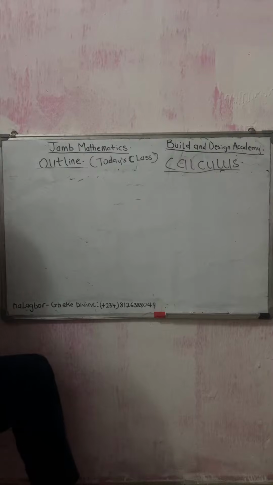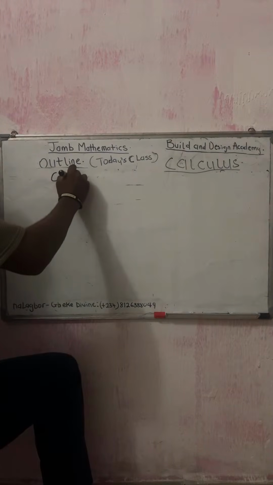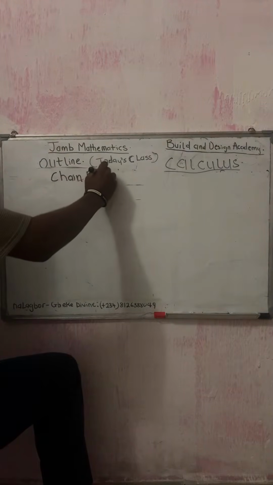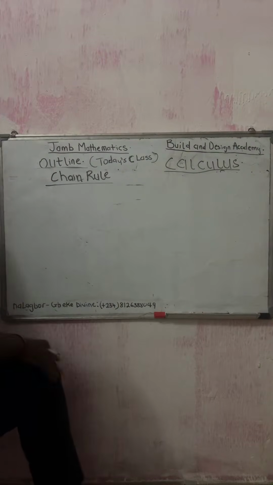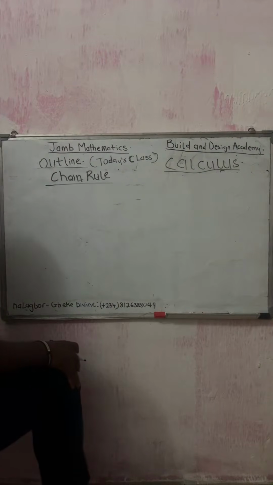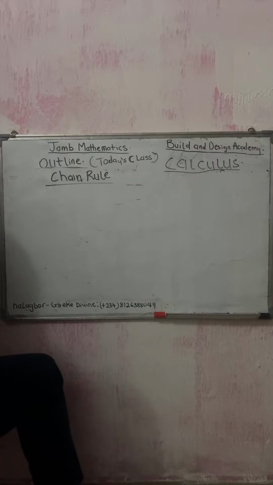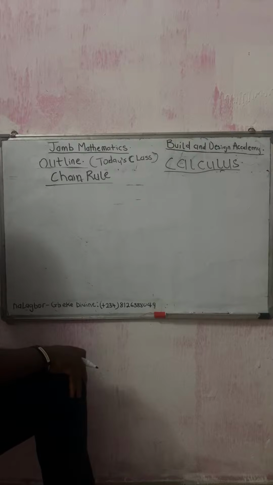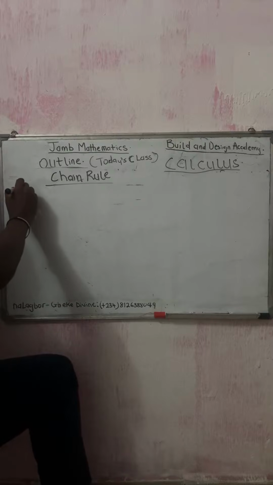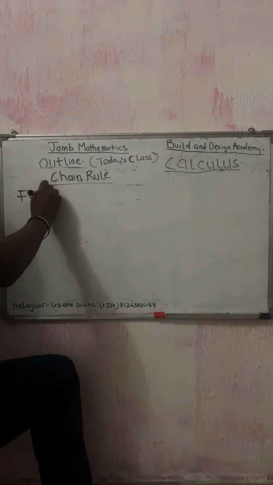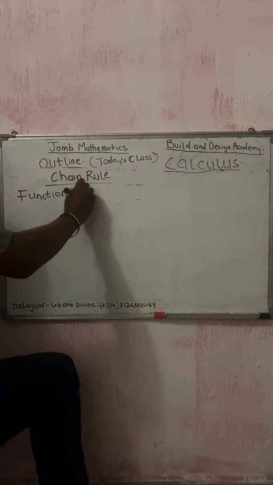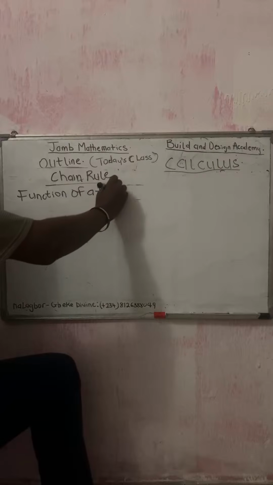Alright, chain rule. We're looking at chain rule now. Chain rule is simply function of a function. If y is a function of u and u is a function of x, then we can say that y is a function of a function. Please take note of what I'm saying. Chain rule is simply function of a function.